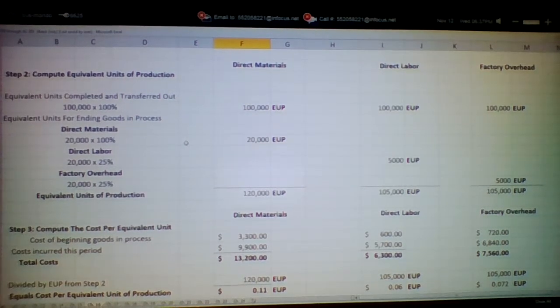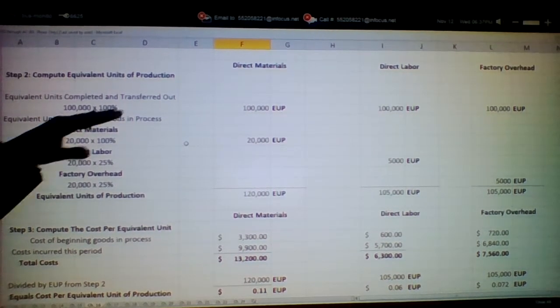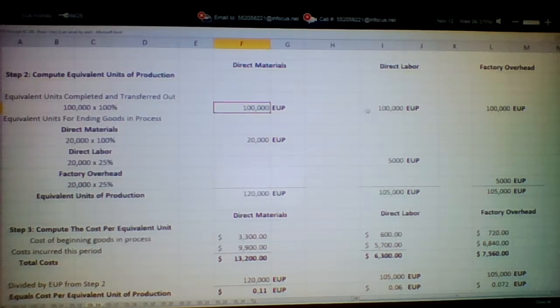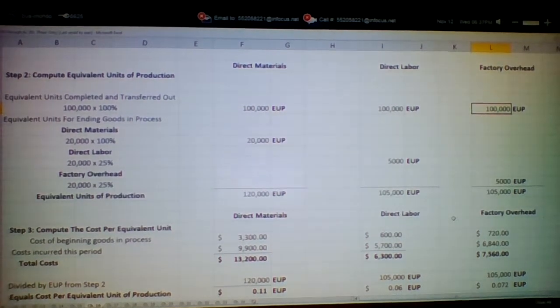Now we compute our equivalent units of production. So we're going to figure out if we had started with this number, we would have finished all of that process. So as far as equivalent units completed for the ones that were transferred out, well, that's 100%. So that's 100,000 units all the way across: materials, labor, and overhead.